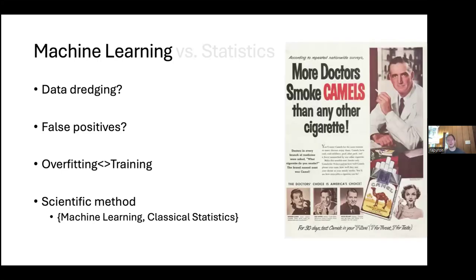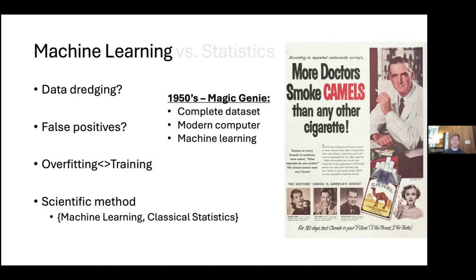The example that I always give my statistics classes or my biometry classes is, say we went back to the 50s, before it was really established about the link between smoking cigarettes and lung cancer, and say a magic genie gives us a gigantic data set of, say, all of the people in the world and all of their lifestyle attributes and all of their health outcomes. And they give us a modern computer and some machine learning algorithms.